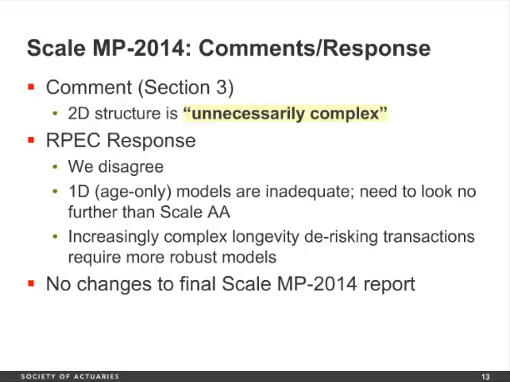I think if you think about it, if you're trying to settle a group of the baby boomers, a group that's had relatively low mortality improvement, for example, and compare that to settling a group of what I call the silent generation, those born around 1935, you're going to get two very different answers in terms of mortality improvement, but you only see that when you look at mortality improvement on a two-dimensional model. So, bottom line, we didn't make any changes. There were no changes to the final scale MP-2014 report based on this comment. We think there is a necessity to look at mortality improvement in the United States on this two-dimensional basis to capture all the appropriate nuances.